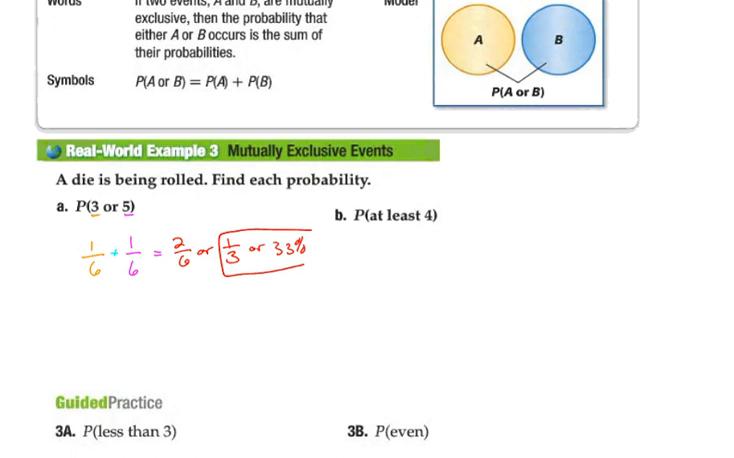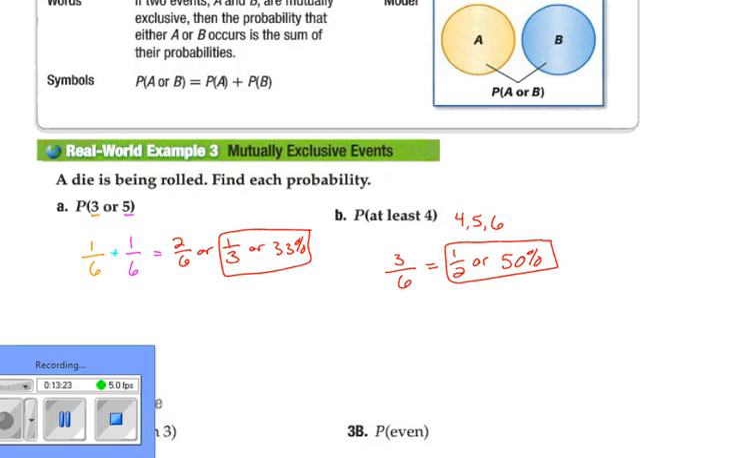Okay, here's another mutually exclusive one, at least a 4. So what's the probability of rolling at least a 4? Well, at least a 4 could be a 4, it could be a 5, or it could be a 6. So there are 3 outcomes out of the 6 possible. The probability of rolling at least a 4 is 1/2 or 50%. So understand that's also mutually exclusive. Events that can't happen at the same time is rolling a 4, a 5, and a 6 at the same time. Okay, some new vocab, new concepts. Go ahead and try guided practice 3.